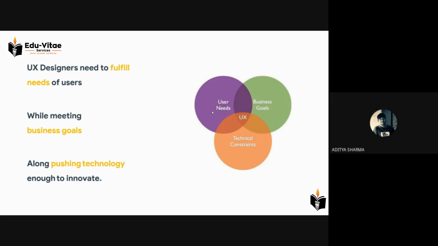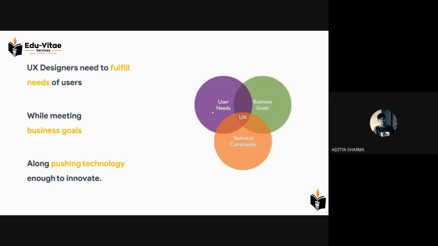And along with that, the third point is pushing technology enough to innovate. You will take user needs, you will take business goals, and you will mix them with the technical constraints, what is possible with the help of technology, and then you will come up with the best UX that is possible for your solution, right? So UX comprises three elements, which are user needs, business goals, and technical constraints, right?